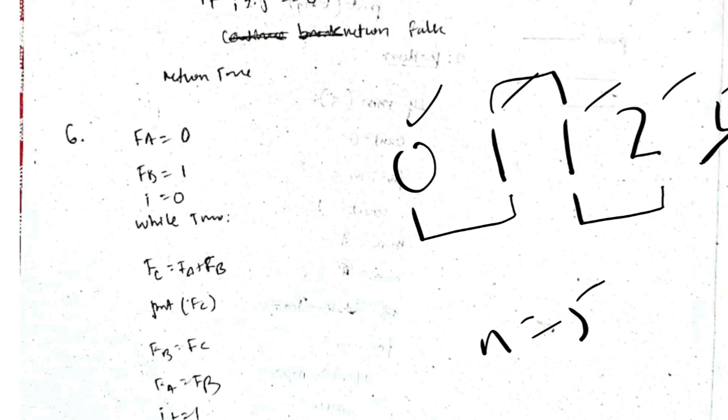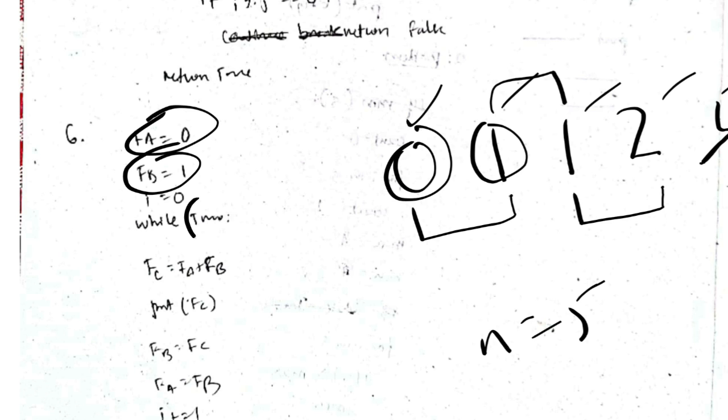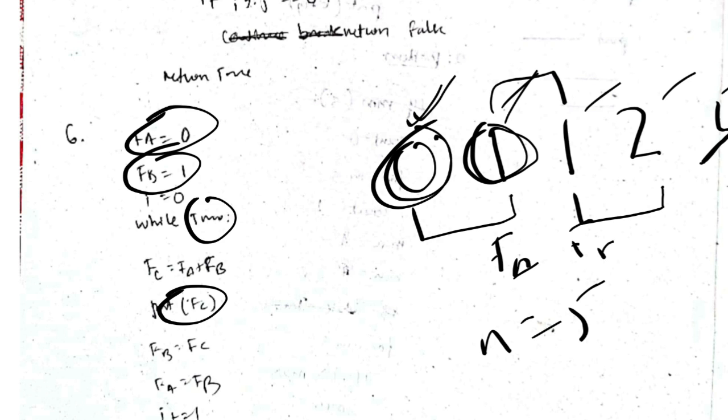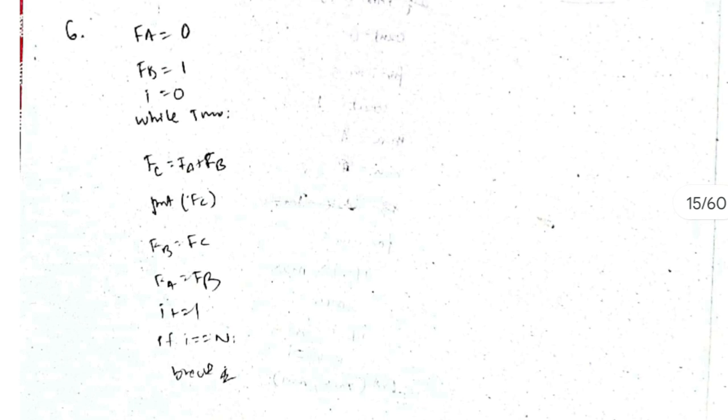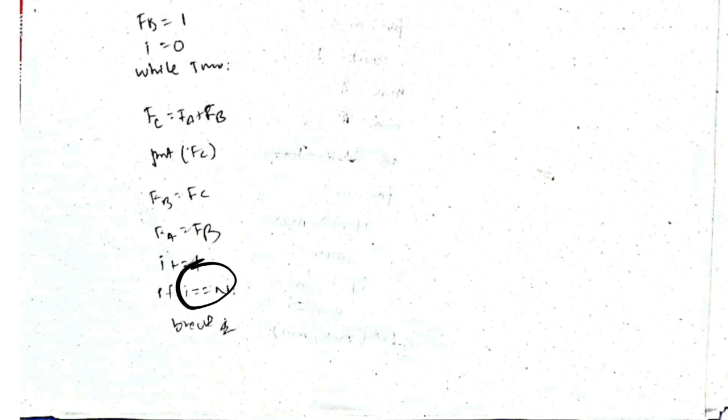So how we will do that is we'll take fa as 0 and fb as 1. After that, while true, we will print fc. fc means 0 plus 1, this will be printed as 1. Then I will change the value of fa to this one and fb to this one. Then I will again print this one, change fa as this one, fb as this one, and again. Like that we will keep on changing, adding and printing the next values until I is equal to n. If i becomes n, that means I have printed how many numbers I had to print. Then I will break out from the loop.